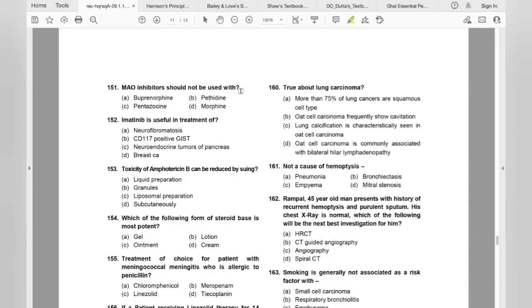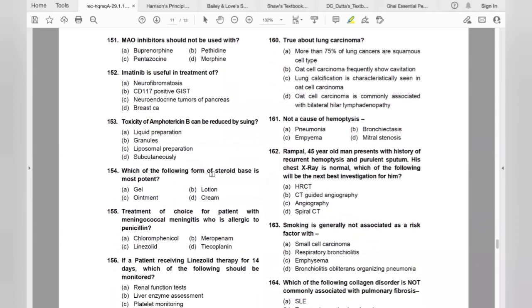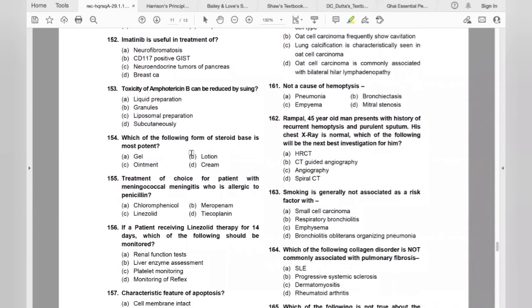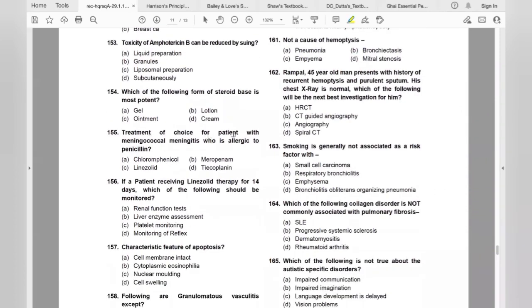MAO inhibitors should not be used with, answer is pethidine. Imatinib is useful in the treatment of CD117 positive GIST. Toxicity of amphotericin B can be reduced by using liposomal preparation. Which of the following form of steroid base is most potent? So answer is ointment. Treatment of choice for patients with meningococcal meningitis who is allergic to penicillin is chloramphenicol.